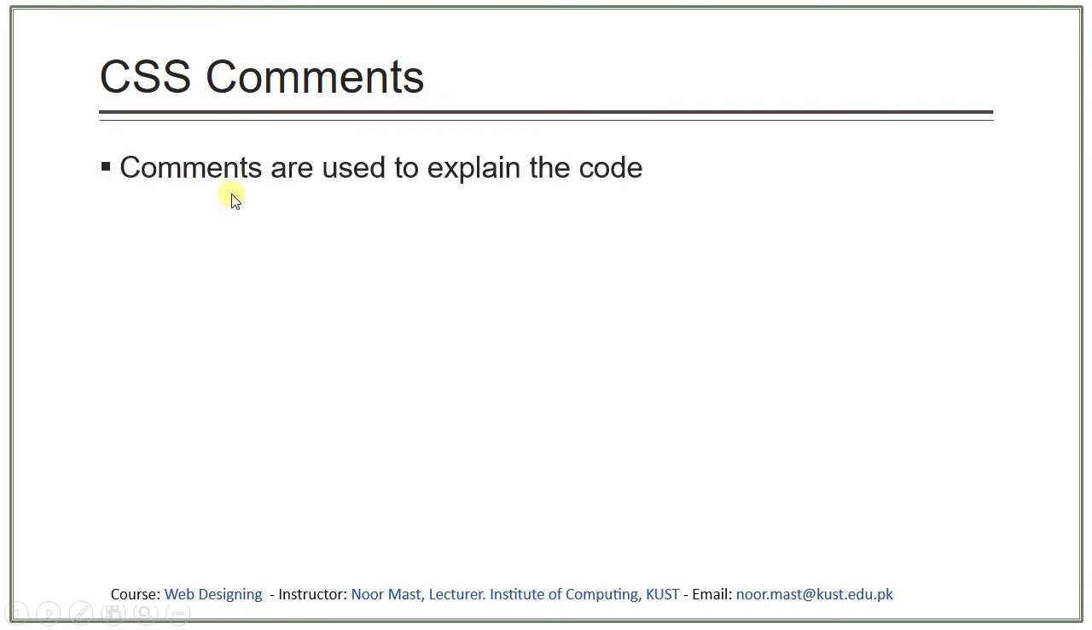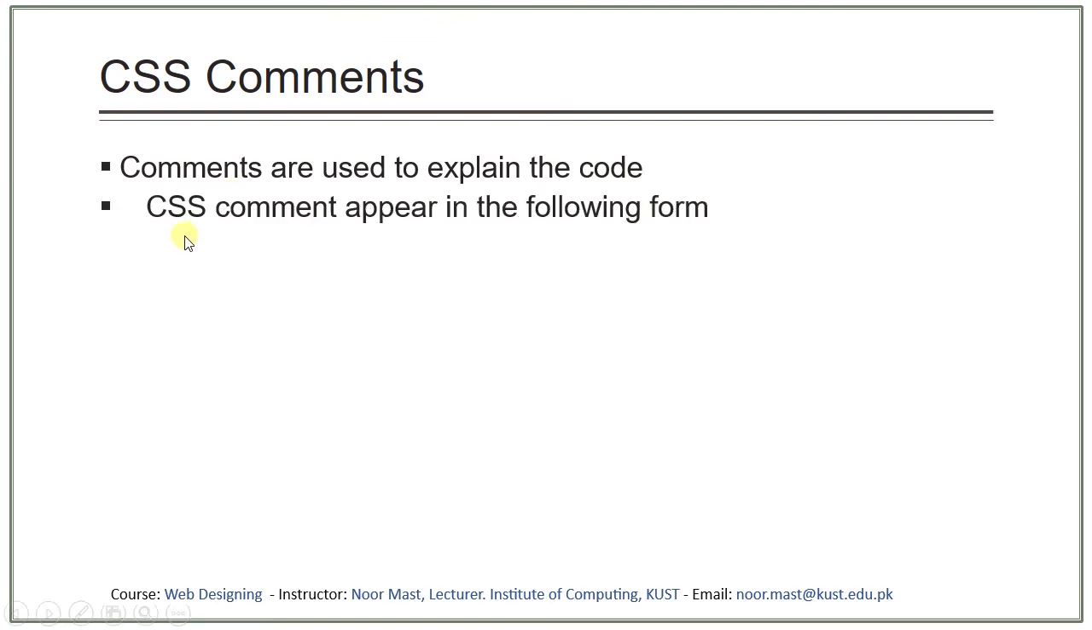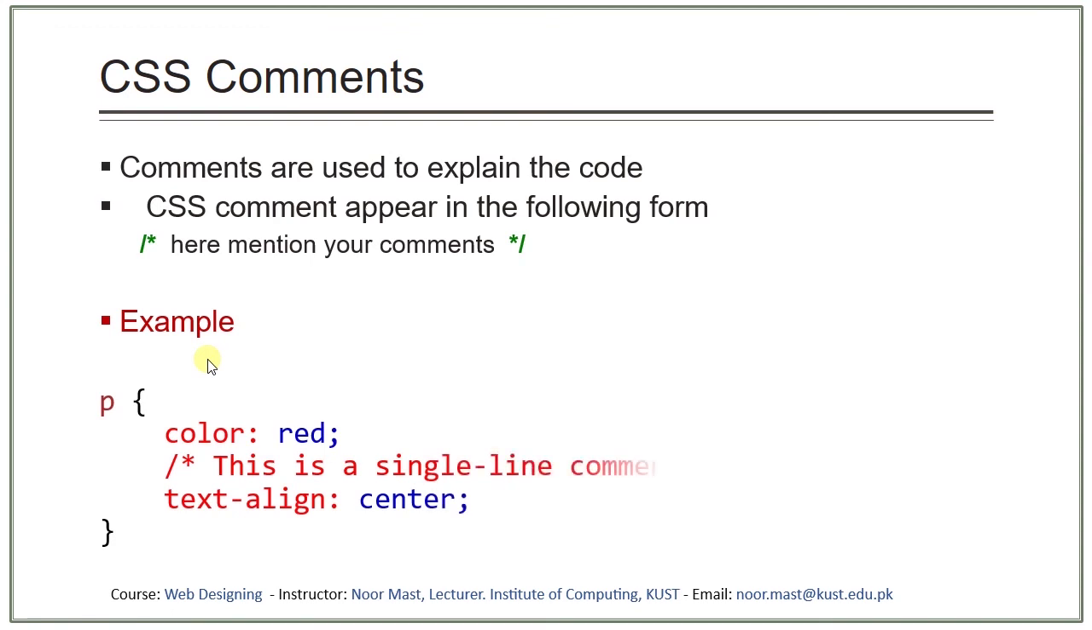CSS Comments. Comments are used to explain the code and may help when you edit the source code at a later time. CSS comments appear in the following form, that is, slash and asterisk symbols are used to enclose your comments. You can also consider the following example for further explanation. This is a single line comment, but it is also possible to mention multi-line comments and use the same notation to enclose your multi-line comments.